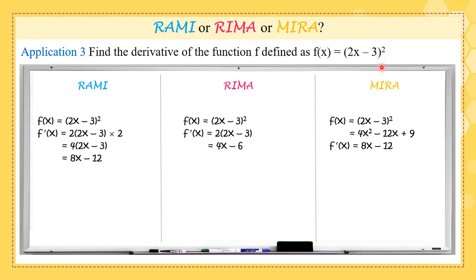I think Rami's method and Mira's method are both correct, and Rima's method is not correct because, in fact, she has to multiply by the derivative of u, because this is of the form u to the power n, or u squared.